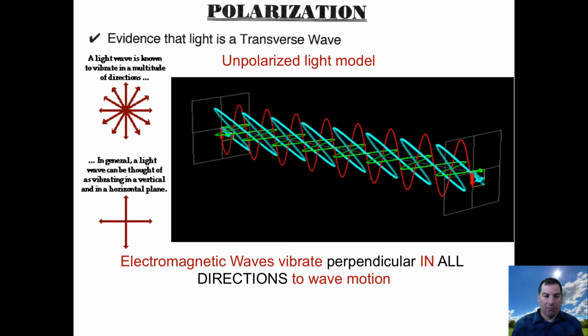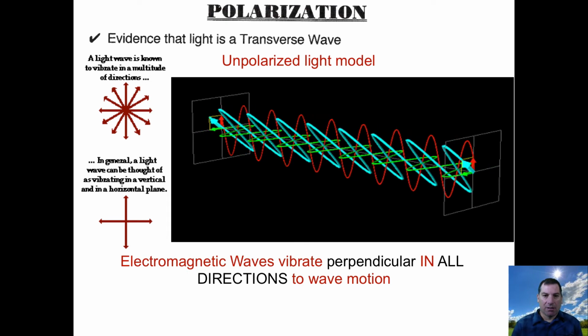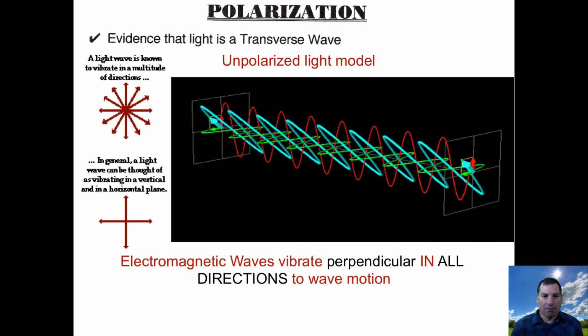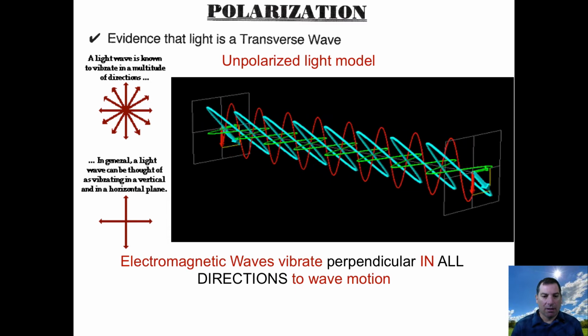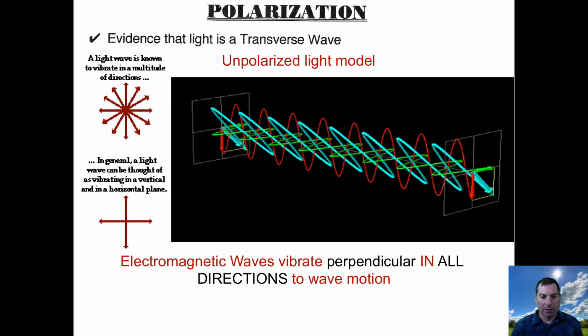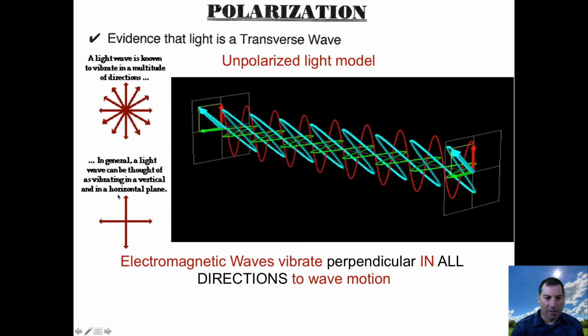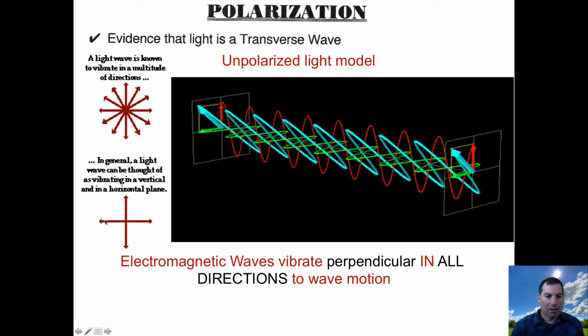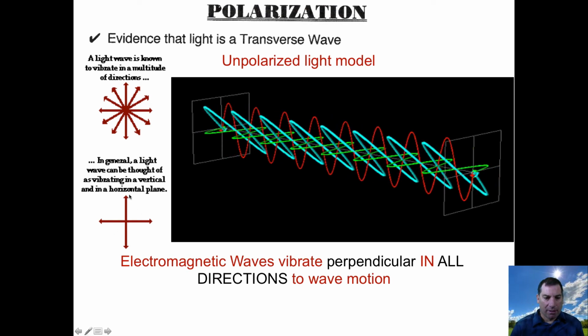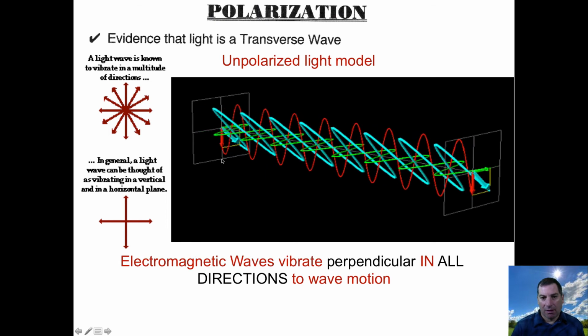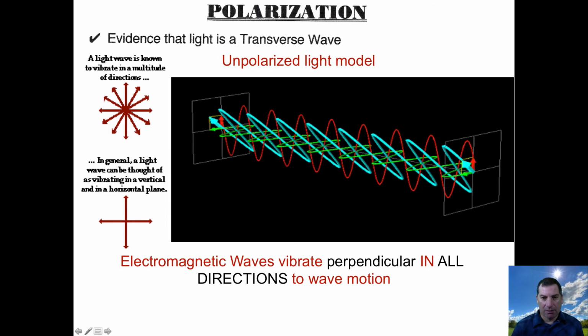Polarization, like I said, was evidence that light is a transverse wave, because light, we know, is an electromagnetic wave which vibrates perpendicular in all directions to the wave motion. We've already learned that. If we simplify that into this simple right triangle, or right angles, you can see 90 degrees. When the waves come through, you can actually polarize them. So here's what that means.